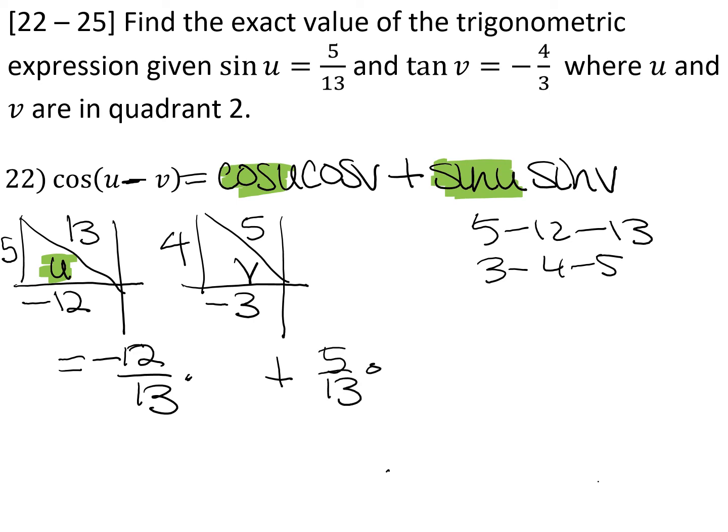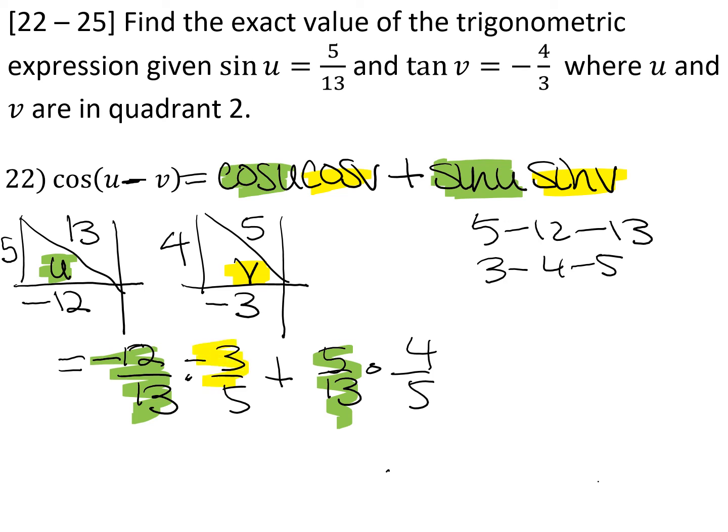Okay, and again, I just took care of that part right there. But now I got to do the other one. And so the other one here is my cosine v and my sine v, and those come from triangle V. So I'm going to say cosine of v is negative 3 over 5, and then sine of v is 4 over 5. Okay, and then I'm just going to multiply and clean it up.